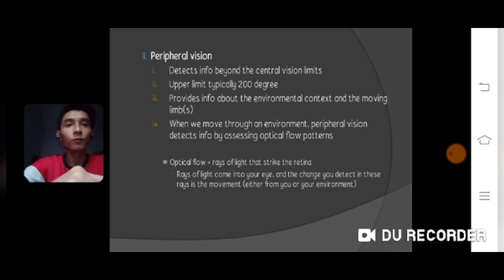Then the peripheral vision detects information beyond the central vision limits. The peripheral vision has an upper limit, typically 200 degrees. It provides information about the environmental context and the movement of limbs. When we move through an environment, peripheral vision detects information by assessing optical flow patterns. For example, optical flow equals the rays of light that strike the retina.